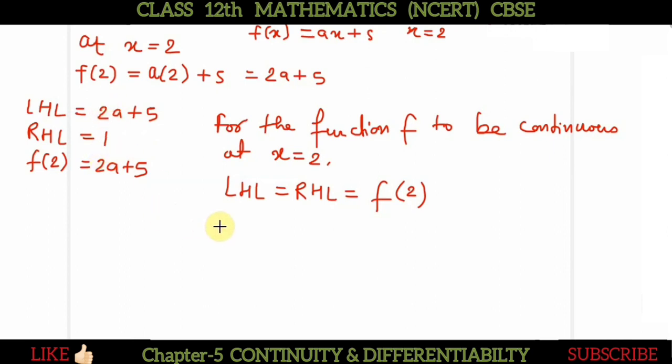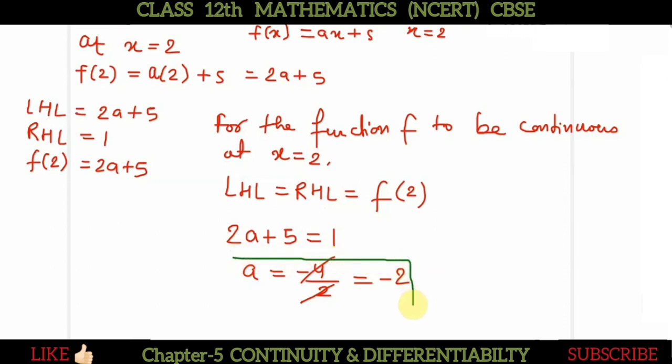So if we equate any of these two, means 2a plus 5 and 1, then we will get the value of a. So 2a plus 5 equal to 1. By solving this only we will get the value of a. So a will be minus 4 upon 2 and it is minus 2. So the value of a is minus 2, fine. So in this way we can calculate the value of unknown, whatever it is. So we can easily calculate, fine. Now we will move on to the next question.